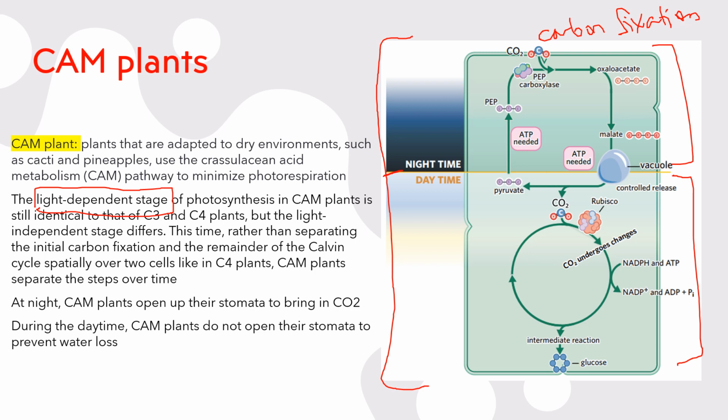They split it over time. C4 splits it over cell type, CAM plants split it over time. So they bring in their carbon dioxide at nighttime, when it's cooler, and they complete the first part of the carbon fixation process using Rubisco. And then in the day, they do all of the rest of the stuff that they need to do to produce glucose and limit photorespiration from occurring, which is excellent.